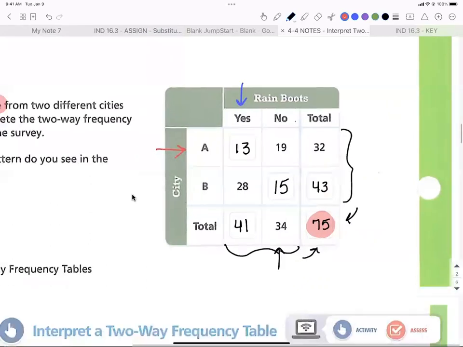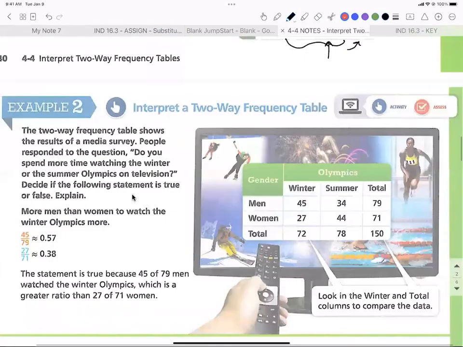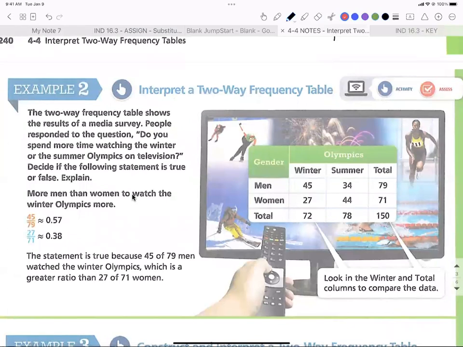Okay. All right. It says example 2, interpret a two-way frequency table. The two-way frequency table shows the results of a media survey. People responded to the question, do you spend more time watching the Winter or the Summer Olympics on television? Decide if the following statement is true or false. So first of all, let's look at our table.